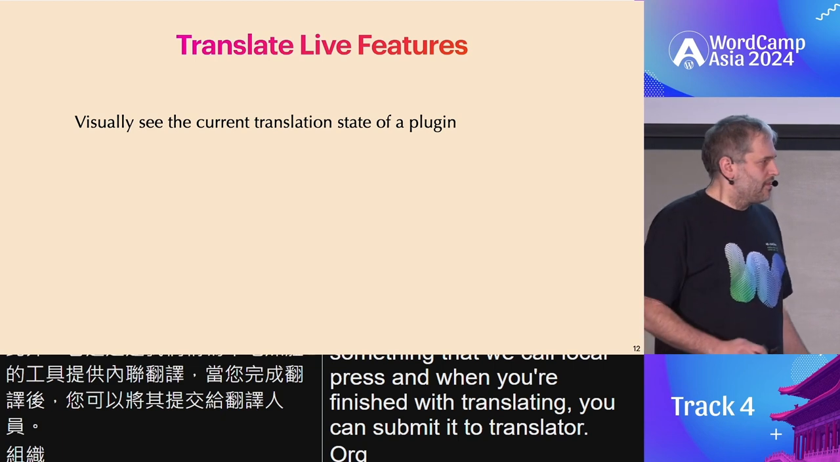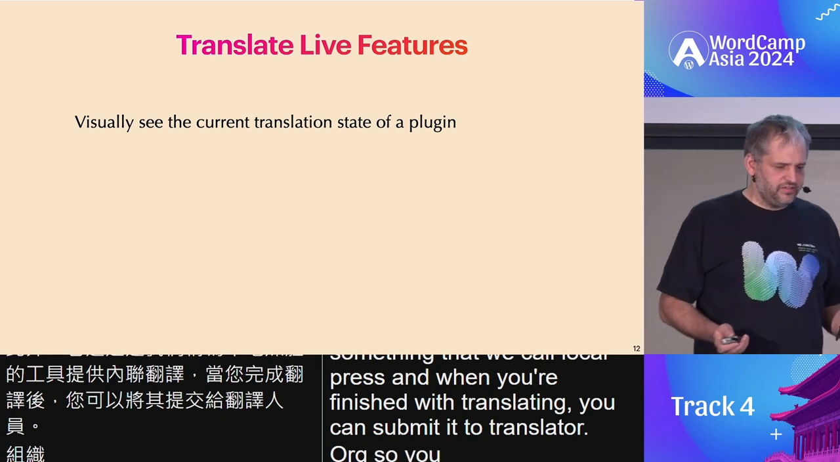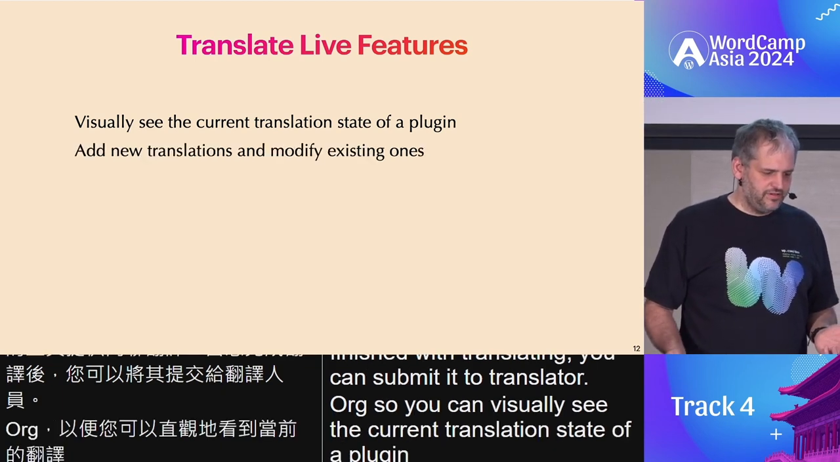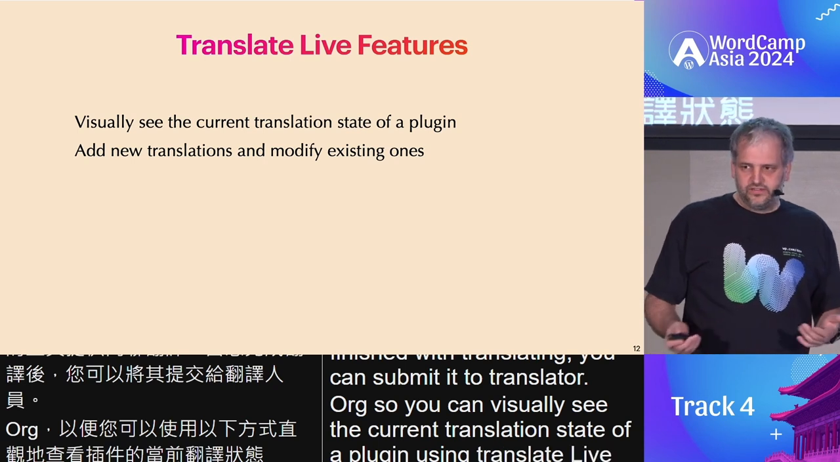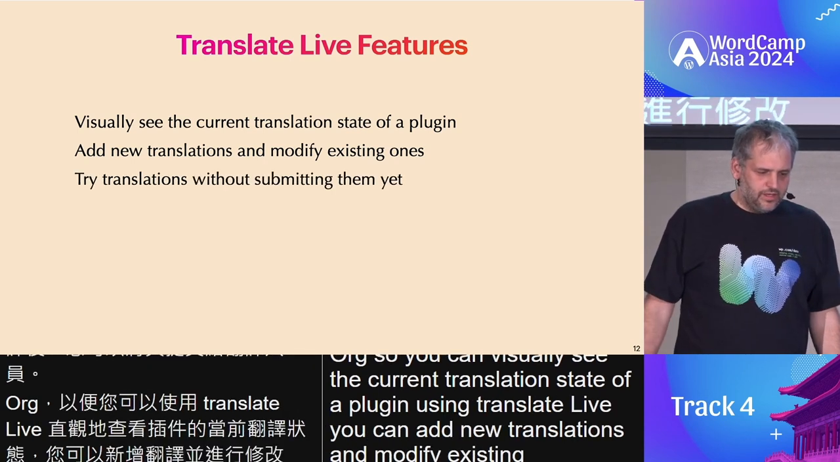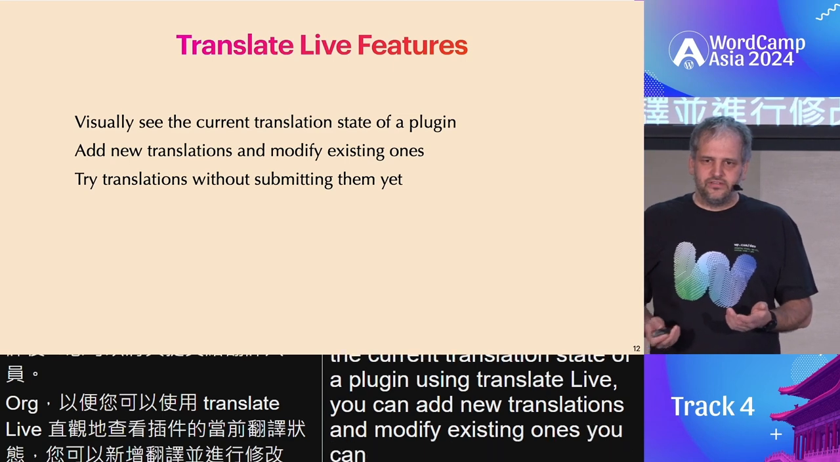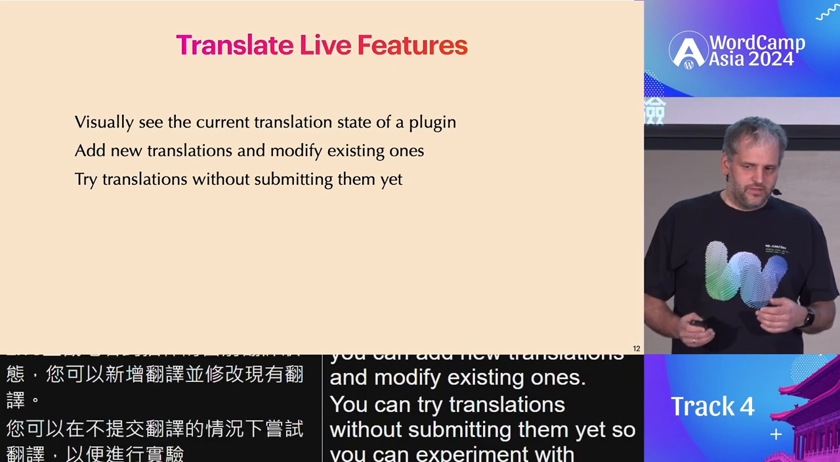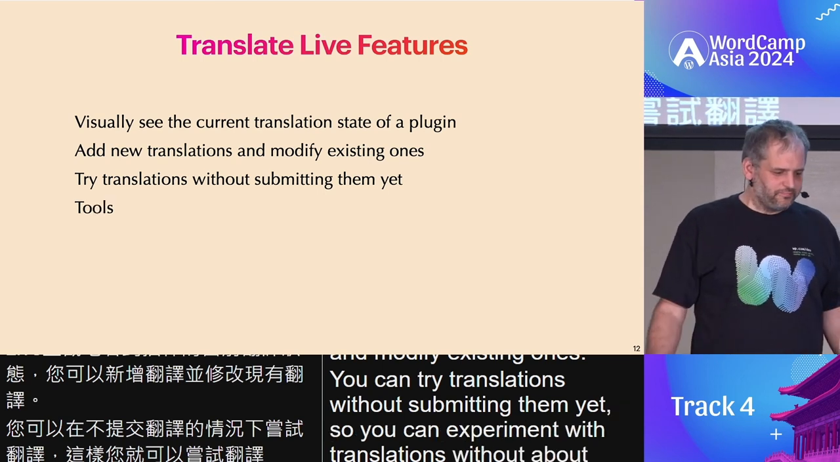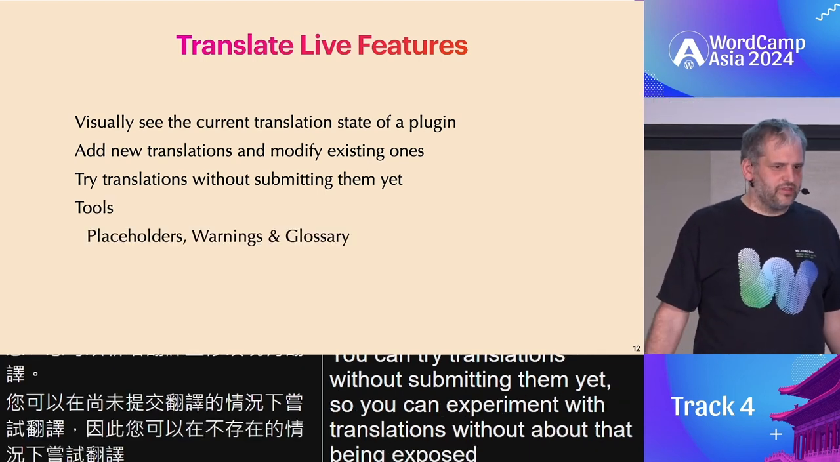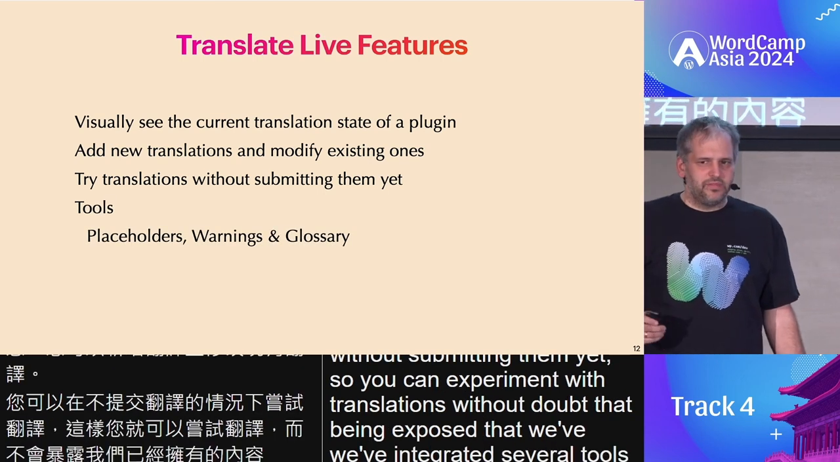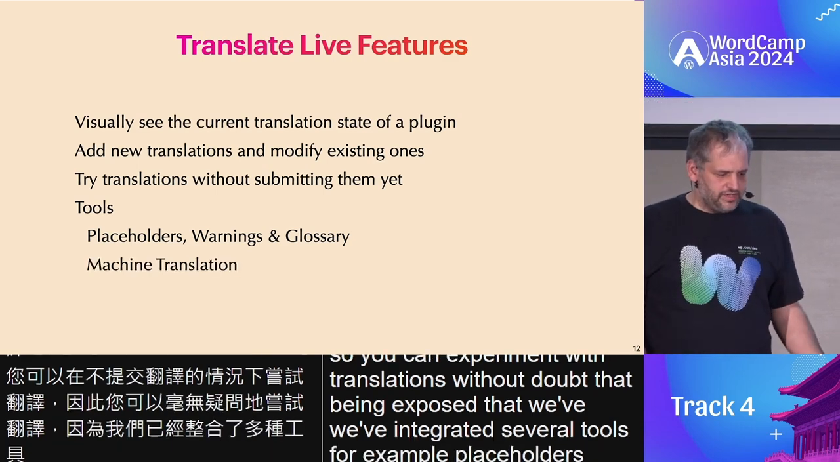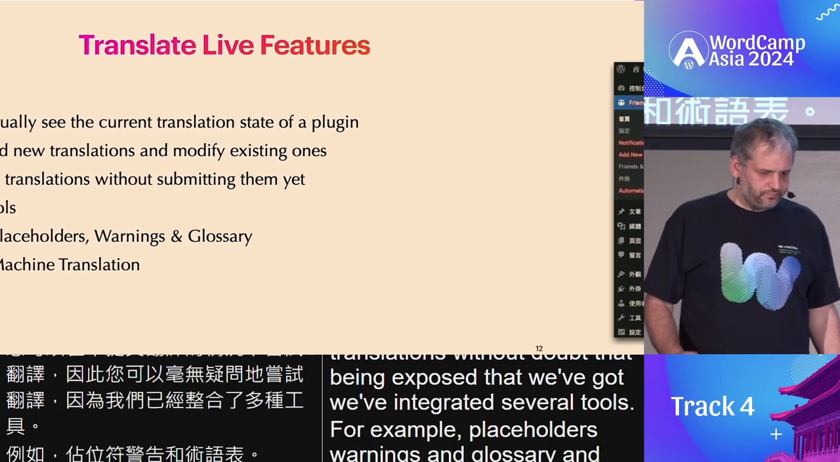So you can visually see the current translation state of a plugin using Translate Live. You can add new translations and modify existing ones. You can try translations without submitting them yet. So you can experiment with translations without that being exposed. There we've integrated several tools, for example, placeholders, warnings, and glossary, and machine translation.